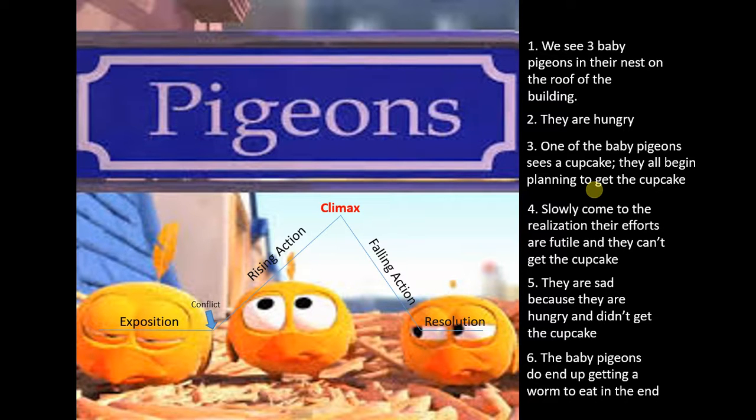So this basically, you guys, in a nutshell, is how to use a series of events to find the plot in a story. You use the elements and go through the motions, okay?